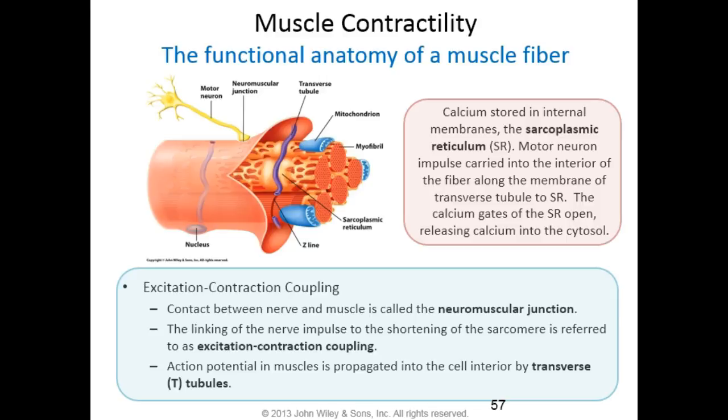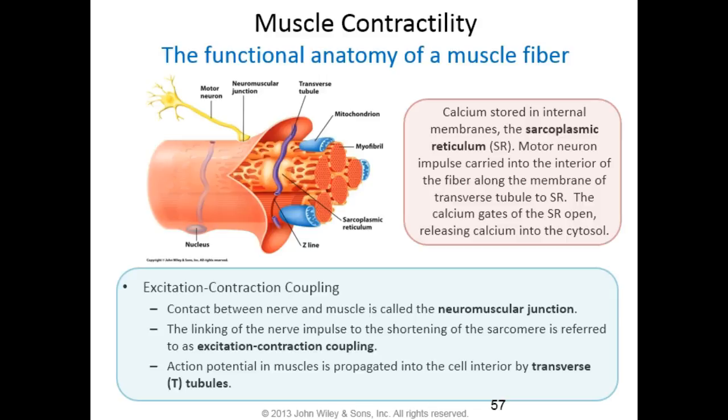Action potential in muscles is propagated into the cell interior by a specific apparatus called transverse or T-tubules to the endoplasmic reticulum, here called sarcoplasmic reticulum, which releases calcium into the muscle. Calcium is housed in an elaborate network of internal membranes that make up the sarcoplasmic reticulum, or SR, which is smooth endoplasmic reticulum. When an impulse arrives by means of a motor neuron, it's carried into the interior of the fiber along the membrane of the transverse tubule to the SR. When that happens, the gated calcium channels open, releasing calcium into the cytosol of the muscle cell.